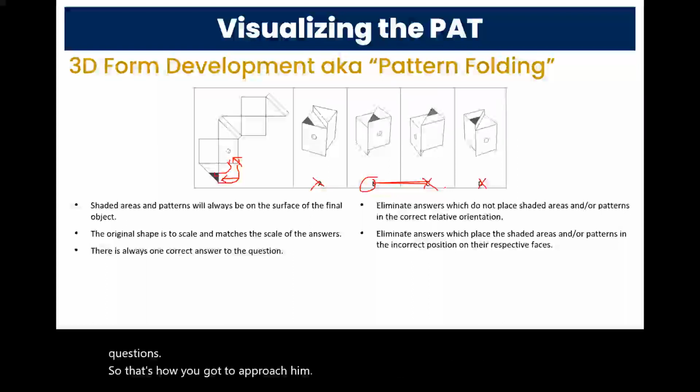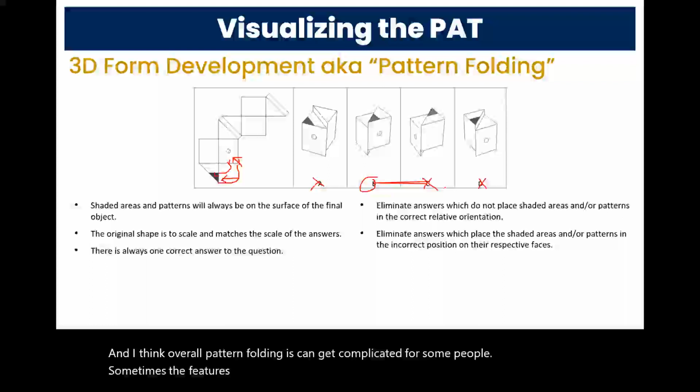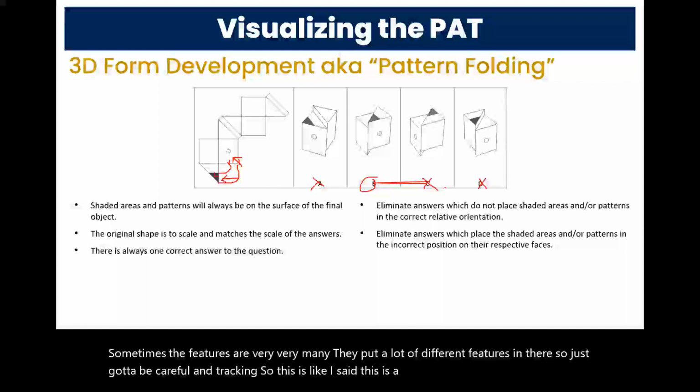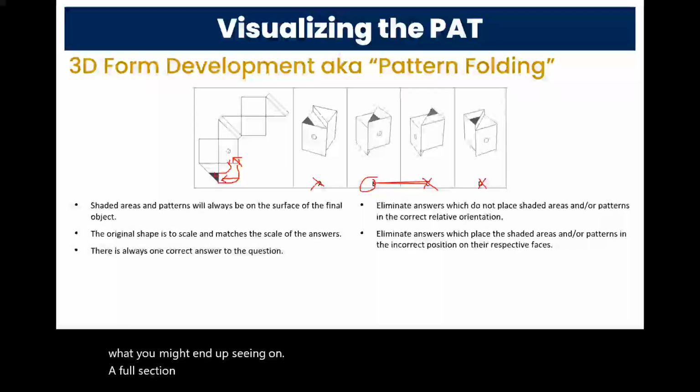And I think overall pattern folding can get complicated for some people. Sometimes the features are very, very many. They put a lot of different features in there. So you just got to be careful in tracking. This is, like I said, a more simple example than what you might end up seeing in a full section of questions. But at the end of the day, that's really what you're trying to look for.